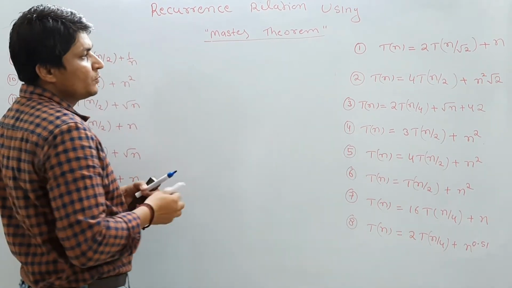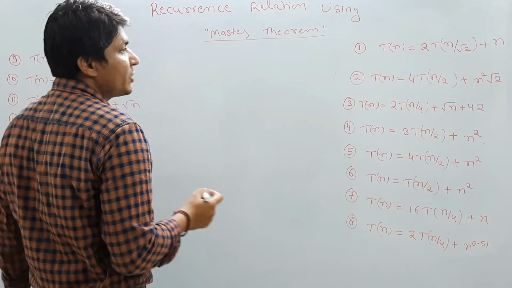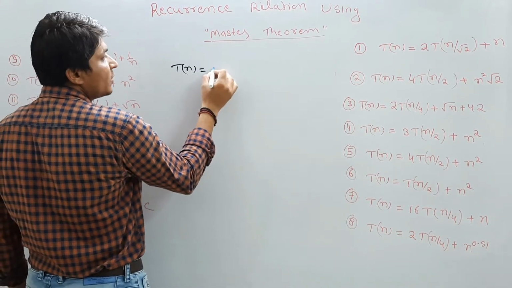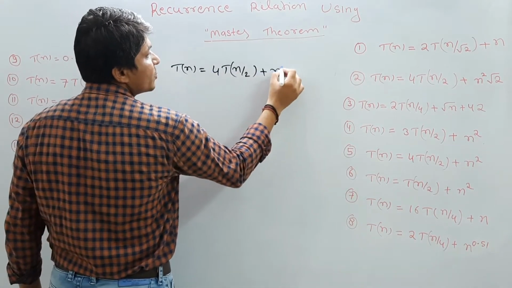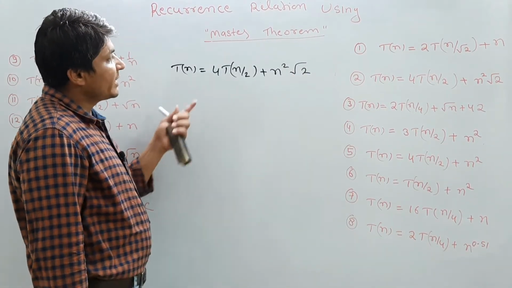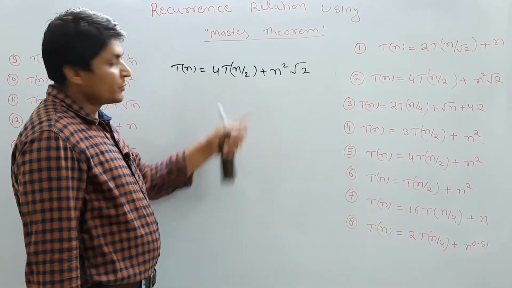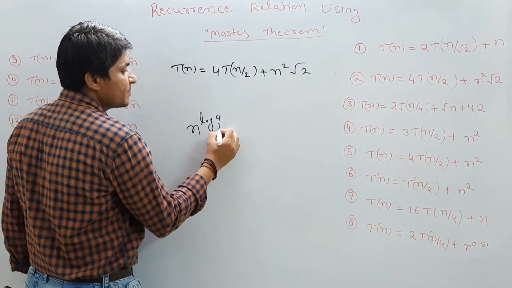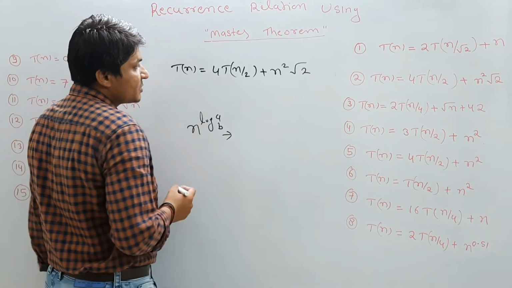What is example number 2? It is t of n equal to 4t of n by 2 plus n square root 2. Let me write t of n equal to 4t of n by 2 plus n square root 2. So this is Master theorem. Again we can apply Master theorem because a value is greater than 1 and b value is greater than or equal to 2. So simply we need to calculate n raised to power log a base b. Correct?